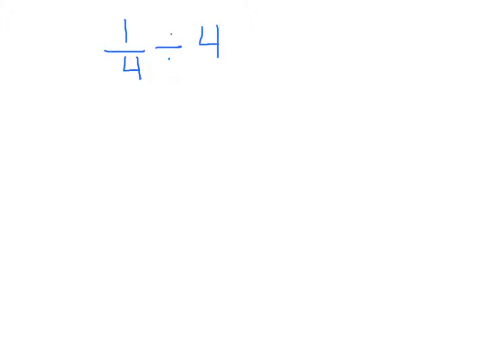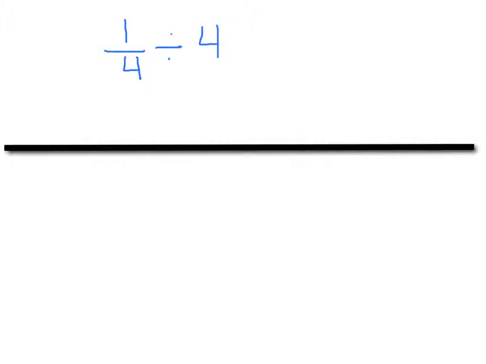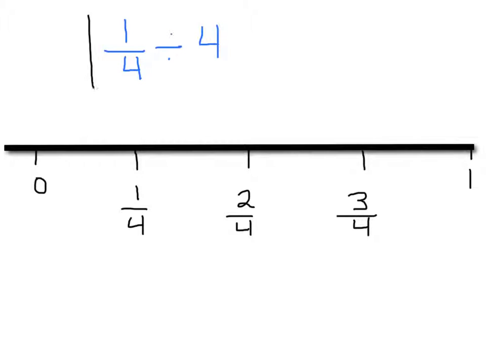We're going to look at the same problem, 1/4 divided by 4, but this time we're going to represent it on a number line. And on my number line, I'm going to have 0 down here and 1 over here. And I'm breaking this number line into fourths. So this represents 1/4. This represents 2/4 or a half. This represents 3/4. And what I have is 1/4.